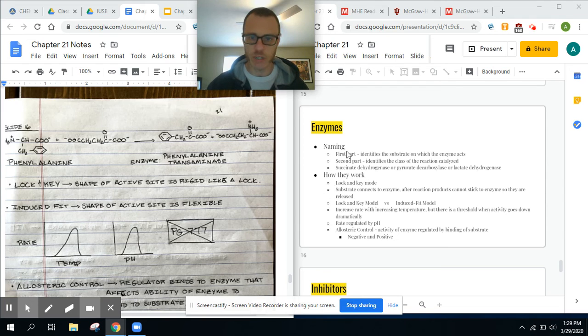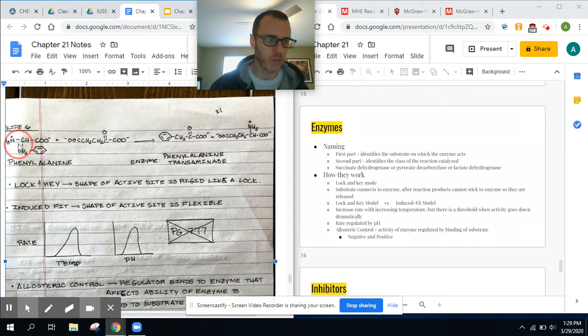Still on enzymes here, we can talk about naming them. Now, we're not going to have to name them specifically, but just understand where they come from. Over here, you can see phenylalanine reacting with this compound. The way that we name them, the first part identifies the substrate on which the enzyme acts. In this case, this enzyme is acting upon phenylalanine, so it's phenylalanine.